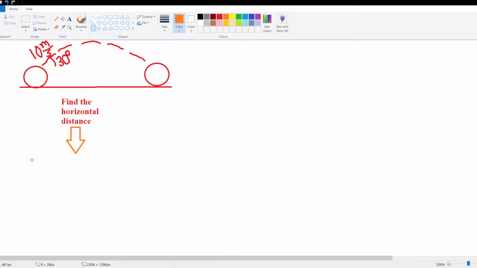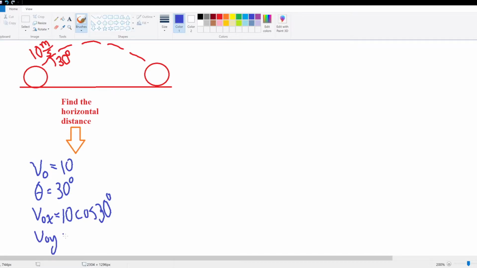First, let's list down our info. Our V initial is equal to 10, and our theta is equal to 30 degrees, and our V initial x is equal to 10 cosine of 30 degrees, and V initial y is the same reason, 10 sine of 30.